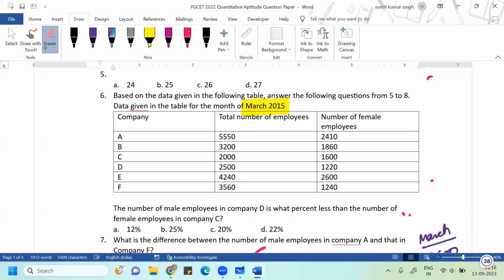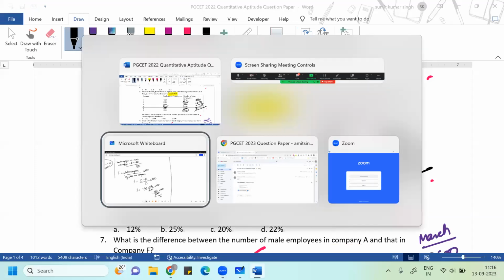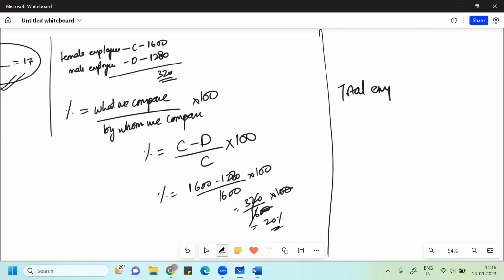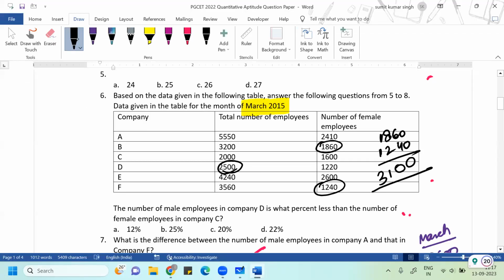So the question is about B and F total female employees. B and F total female employees are 1860 and 1240. So 1860 plus 1240. Do the sum. Okay, this is the sum, 3100. This is what percentage of the total number of employees in D. The total number of employees in D is 2500. And the total number of female employees in B and F is 3100.